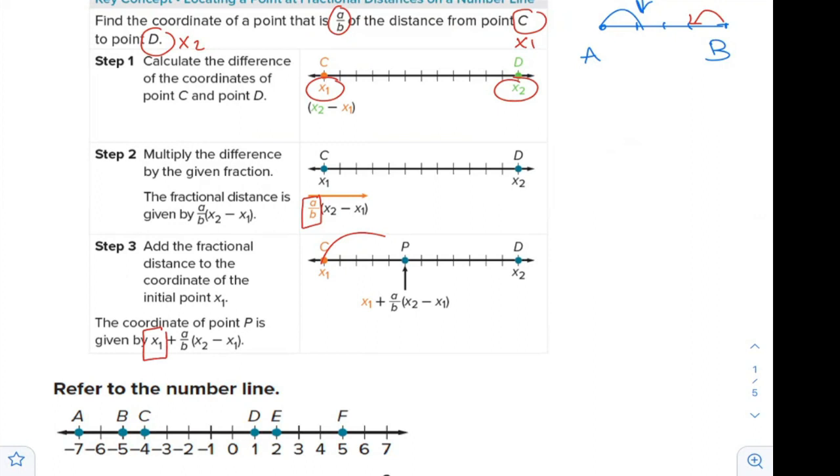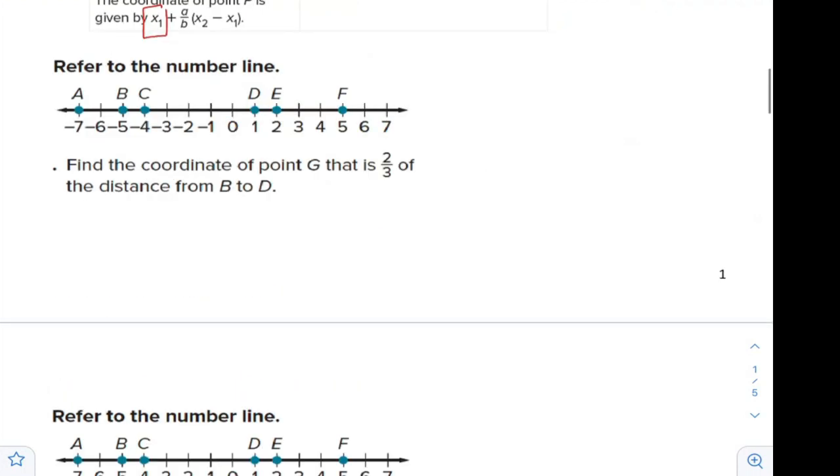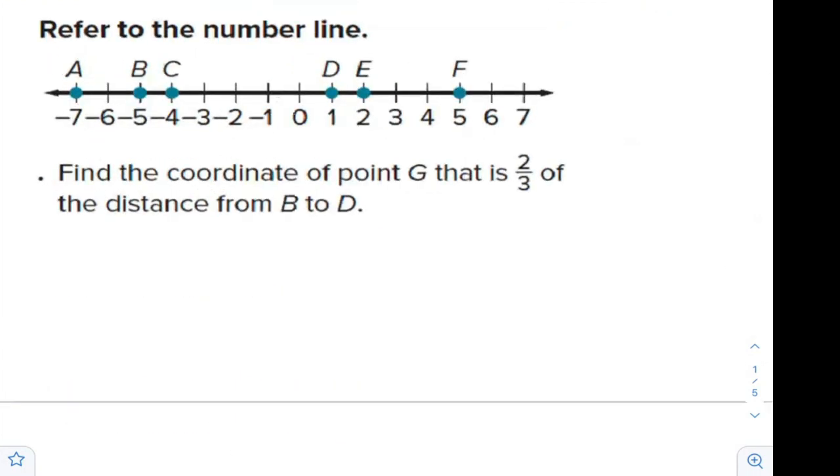Let's start here. Refer to the number line. Find the coordinate of point G, that is 2/3 of the distance from B to D. So initial point is B, final point is D. What is B? B is -5, so this is -5. D is 1, so this is 1. This is important to find out where x1 and x2 are.